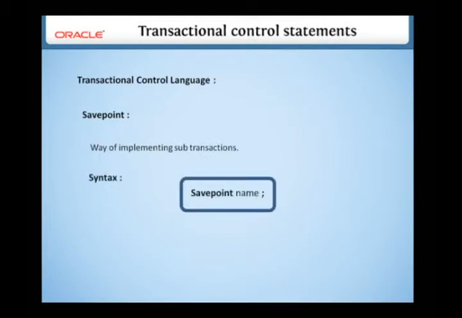Now we will see how savepoints are used with commit and rollback. Savepoint is a way of implementing sub-transactions. Here, I'll show you the syntax for savepoint. SAVEPOINT name. Here, SAVEPOINT is a keyword, and name is the name of the savepoint to be created. All changes made after a savepoint has been declared can be undone by issuing a ROLLBACK TO SAVEPOINT name command. We can use this vice versa for saving the changes on the database.